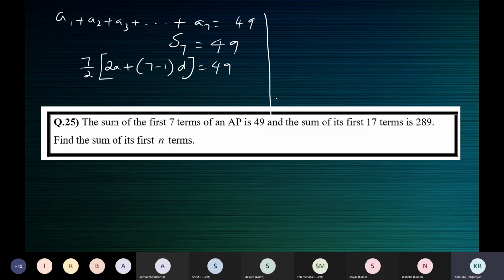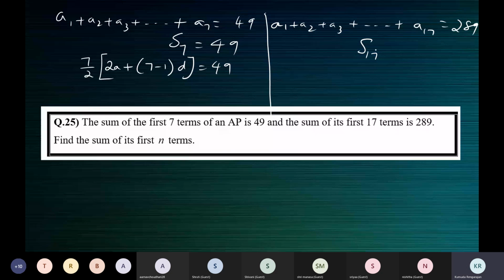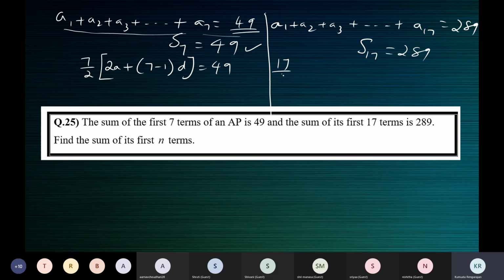Next one, sum of the first 17 terms. So that means A1 plus A2 plus A3, so on up to A17 is 289. That means S17. It's enough if you write this, children. I'm just trying to explain like this. You don't have to write this. I'm just telling you what it means. Sum of the first 17 terms, meaning A1 plus A2 plus A3 till A17 is 289, which means S17 is 289. Again, n by 2, 17 by 2 of 2a plus 17 minus 1 into d is equal to 289.